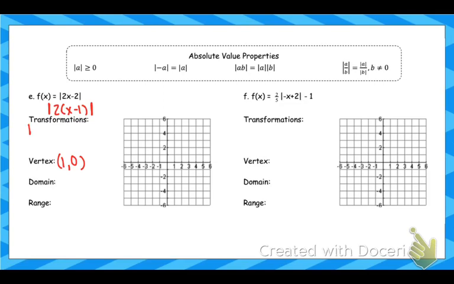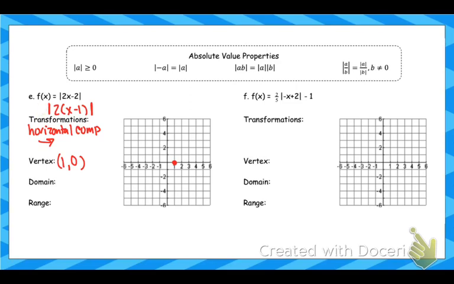Transformations: that 2 is a horizontal compression. And we've also shifted right. So we'll go ahead and plot our vertex, 1, 0. The thing is, though, we don't know what the slope is because there's nothing out here.